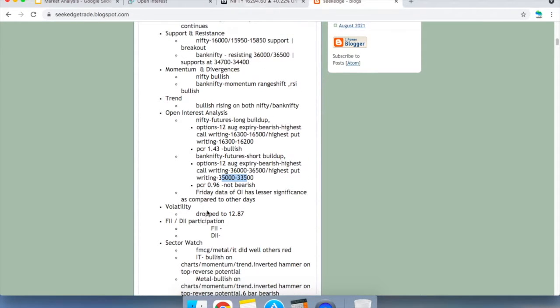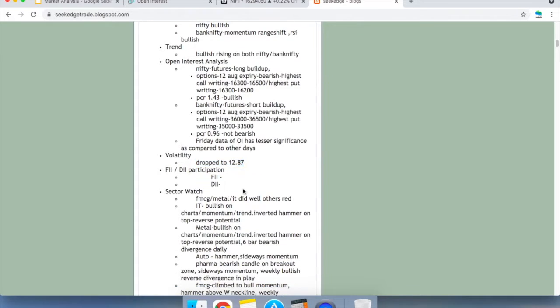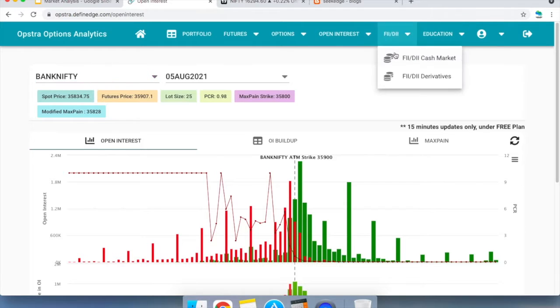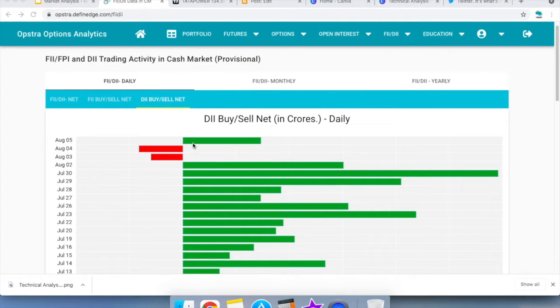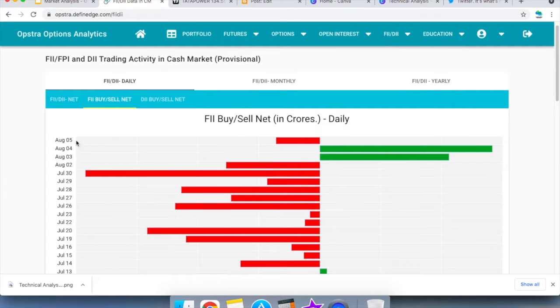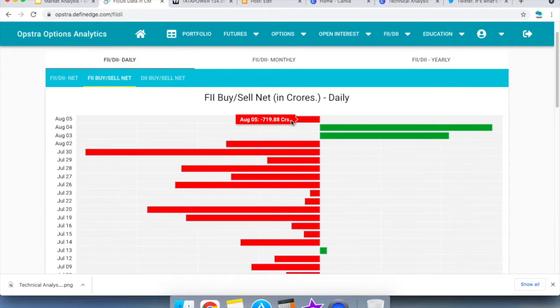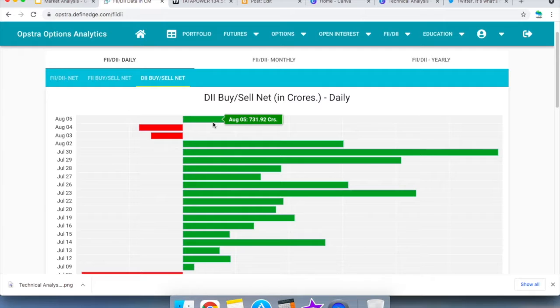Volatility VIX, what did it do? It dropped to 12.87. Right, volatility dropped. The FII data has still not arrived. Let us see. The FII data is available now, so you can see that the FIIs did selling today, right, for a change. The last 2 days they were buying, and previously it was all selling for the entire June, and now they again started selling. But DIIs immediately turned to be buyers instead, almost 731 crores, right?